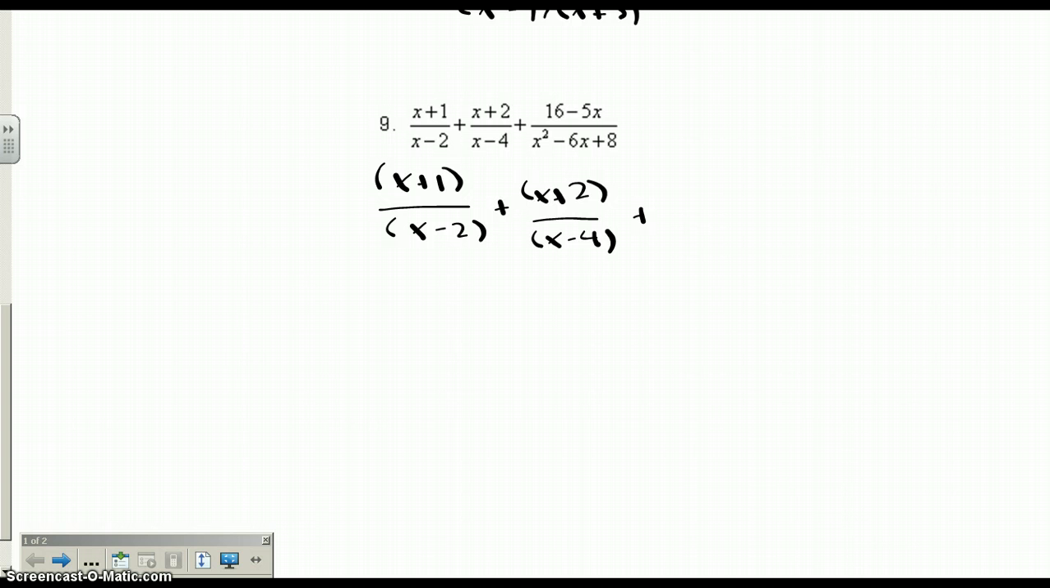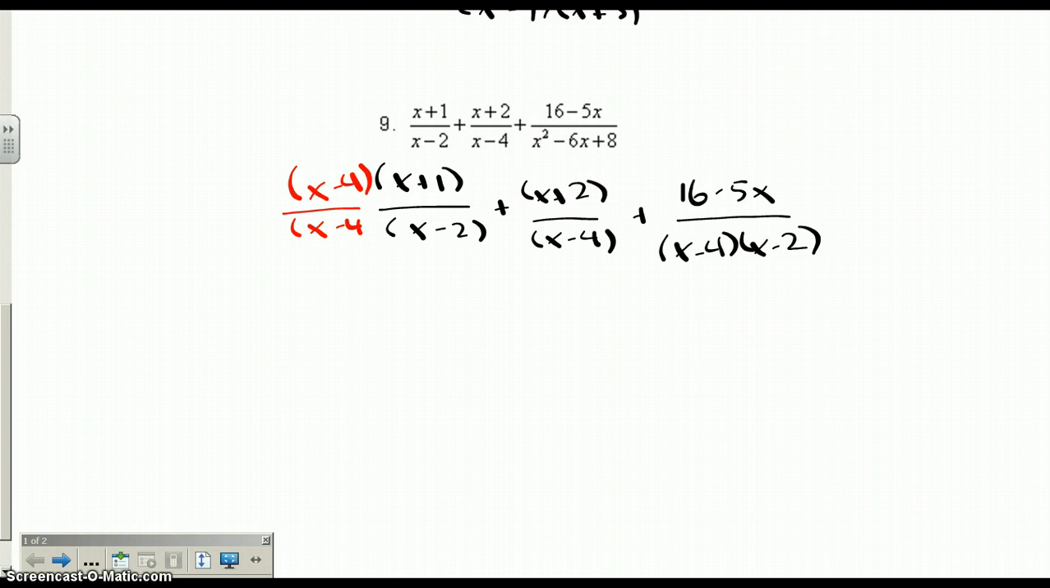This one can. So I get 16 minus 5x all over, let's factor this, x minus 4, x minus 2. What you'll notice is that that third rational expression has the common factors x minus 4, x minus 2. The first one only has x minus 2, and the second one only has x minus 4. So we've got to figure out how I can get the same denominator for each of my 3 rational expressions. In this case, I need to multiply by x minus 4 over x minus 4. And that middle one, I need to multiply by x minus 2 over x minus 2.